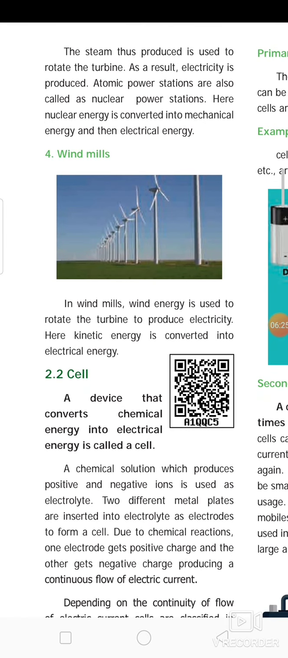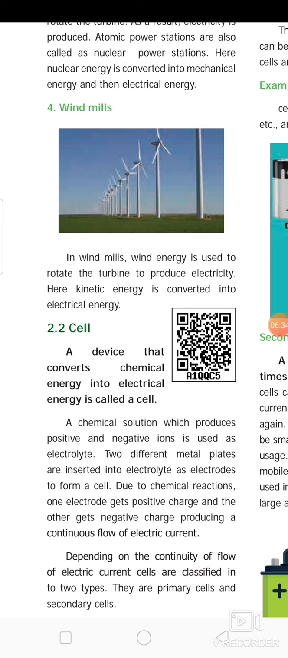Next, windmill. In windmills, wind energy is used to rotate the turbine to produce electricity. Here, kinetic energy is converted into electrical energy. So, these are the 4 types explained in your 6th standard. Very basic things were explained. Later, you will be learning very deeply.